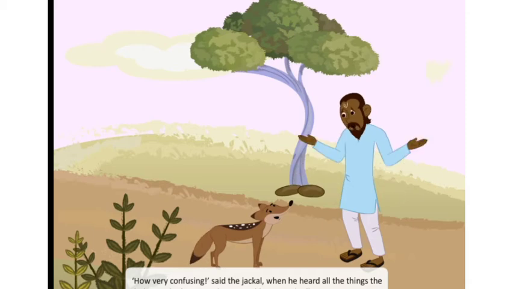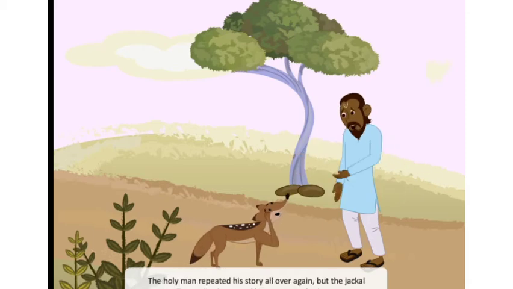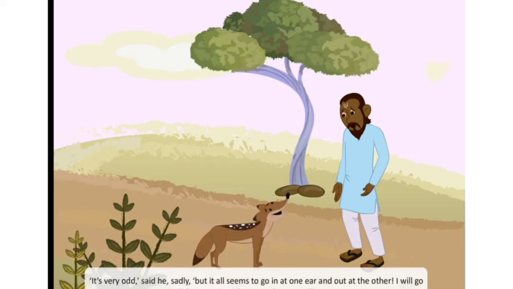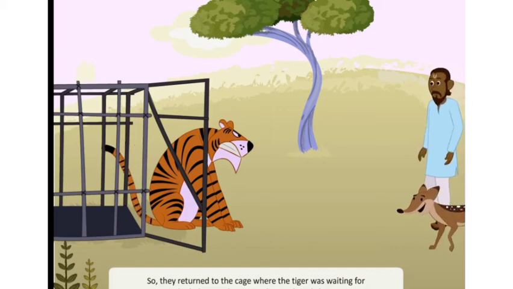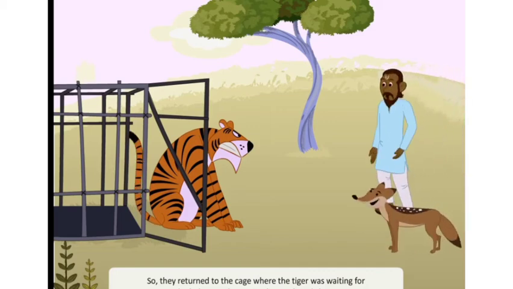The holy man repeated his story all over again, but the jackal still shook his head as if he could not understand. "It's very odd," said he sadly, "but it all seems to go in at one ear and out at the other. I will go to the place where it all happened, and then perhaps I shall be able to give a judgment." So they returned to the cage where the tiger was waiting for the holy man, sharpening his teeth and claws. "You've been away a long time," growled the tiger, "but now let us begin our dinner."